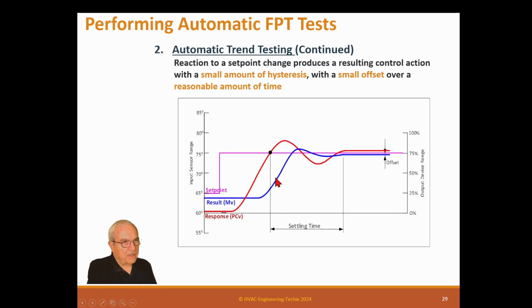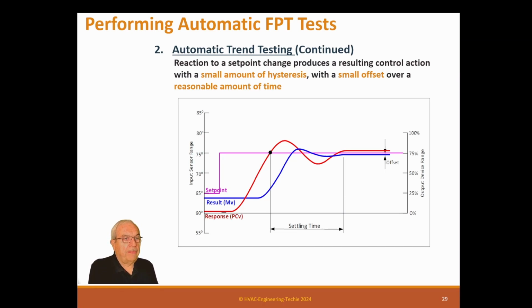All right, let's look at an automatic trend, and we're going to look at exactly what they look like and what they're comprised of. So this is a reaction to a set point change, producing a resulting control action with a small amount of hysteresis, with a small offset over a reasonable amount of time. That's what we're after when we're trying to trend a loop to see what it's doing.